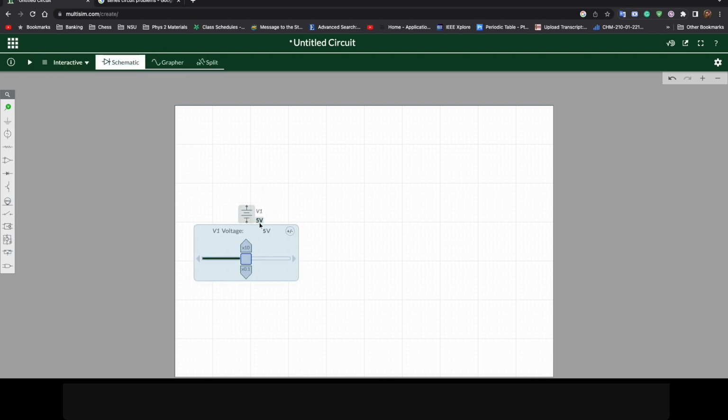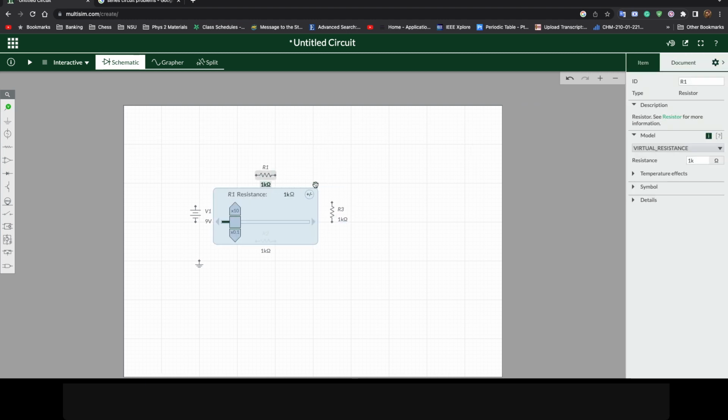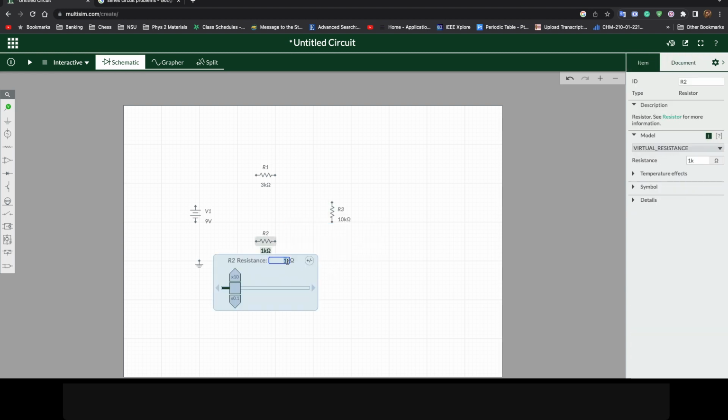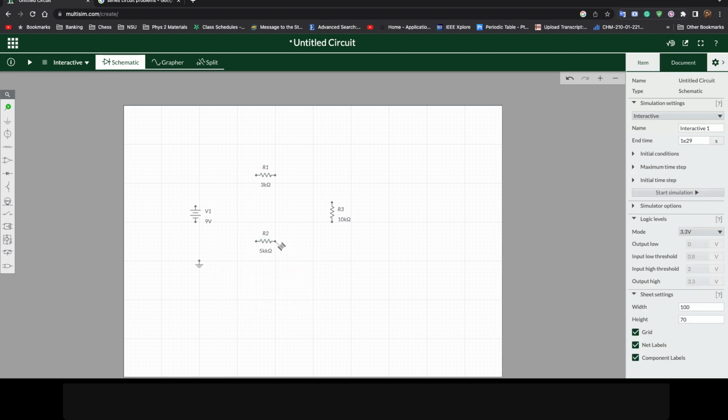We're working with 9 volts. And we're going to have our resistor. And let's just copy it a couple times. And there you go. The first one was 3K ohms. The next one is 10K ohms. And the last one is going to be 5K ohms. All right, there you go. Let's get it all connected.